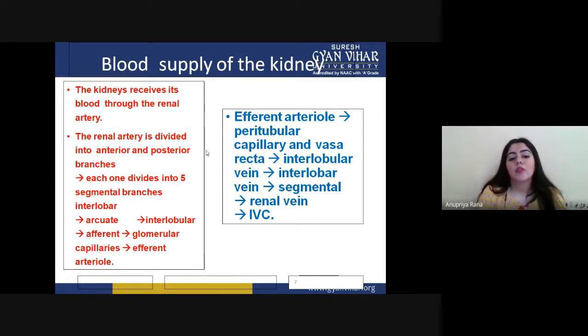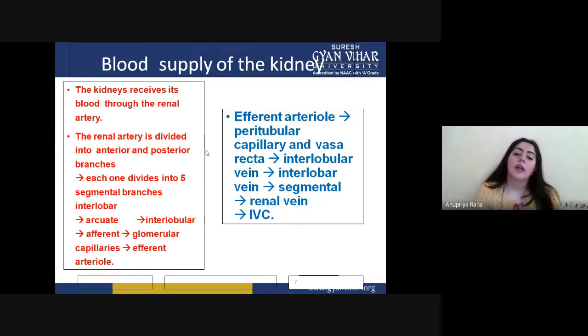Each one is divided into five segmental branches. So each of these will be segmented into five regions. What are the five regions here? There can be arcuate, interlobular, efferent, glomerular capillaries, and afferent arterioles. So these are the five things in which they can be present: interlobular, arcuate, afferent, capillaries or arterioles. This is the pattern in which they are present inside the kidney.